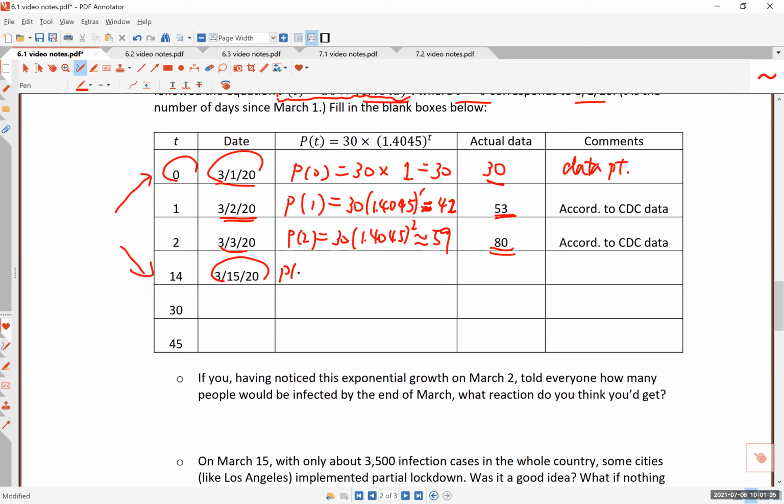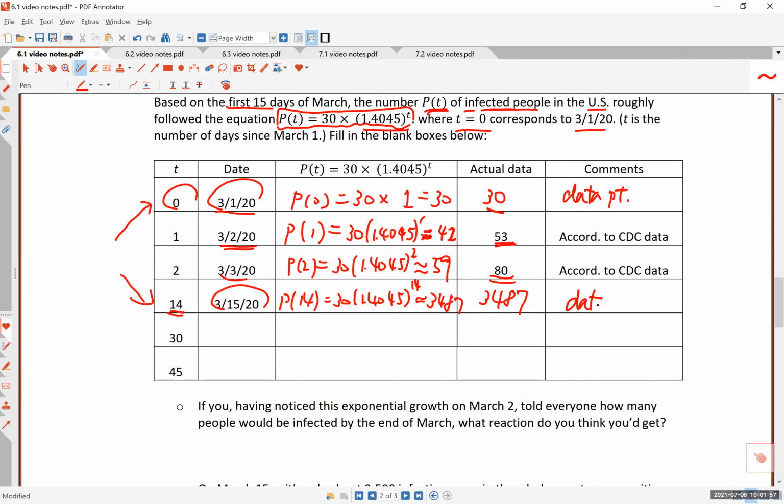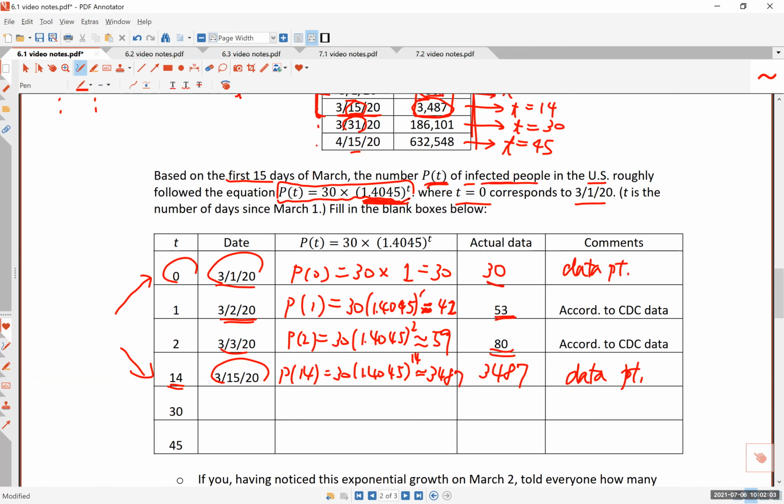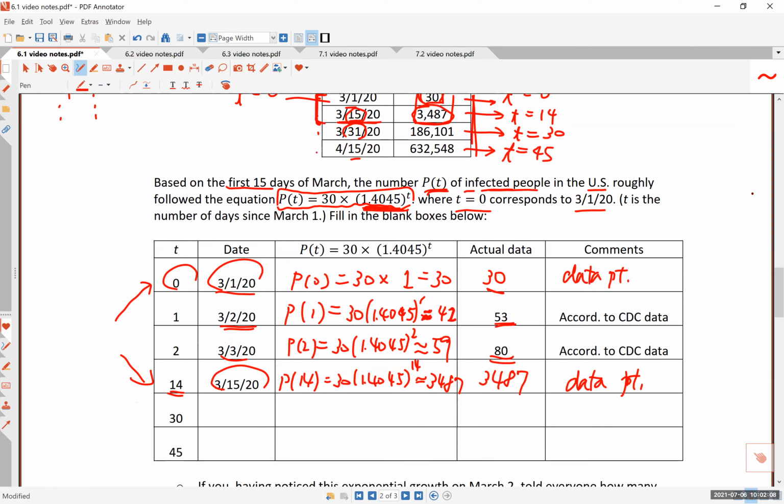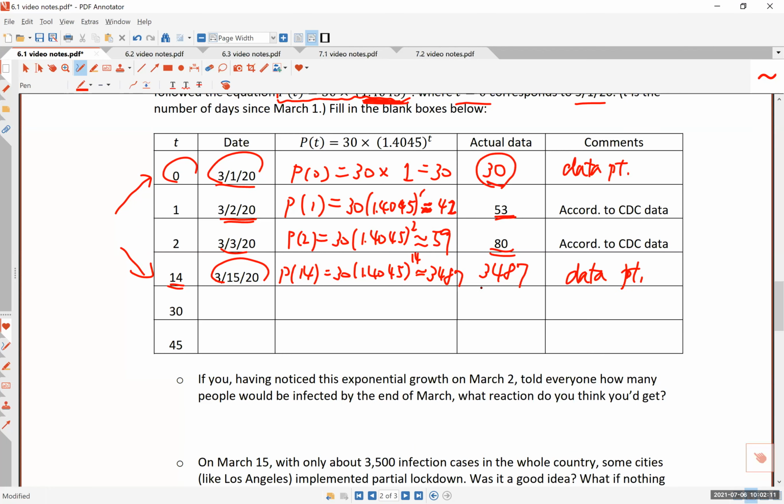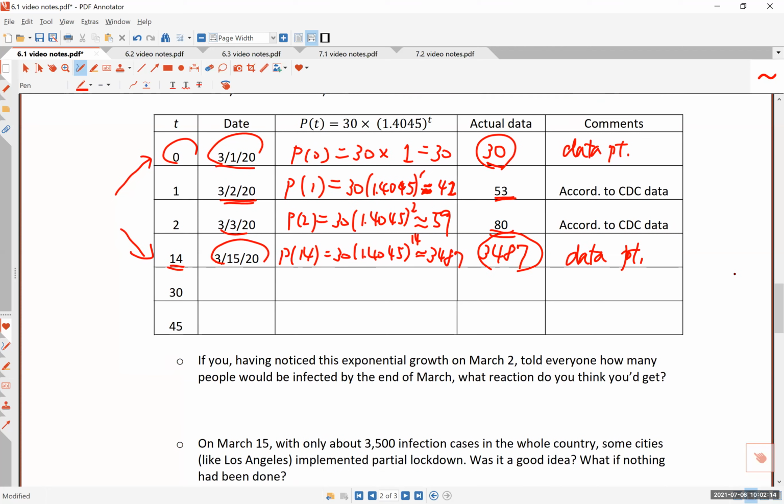March 15th, this will be P of 14, right? Because this is 14 days after March 1st. So this will be 30 times this number raised to the 14th power. And so this is approximately 3487, which is exactly what this number is here for the actual. And that's because, again, this is one of the two data points used to come up with this equation, 1.4045 as my base for the exponential growth. So again, this number and this number are actual data because the model is based on this.